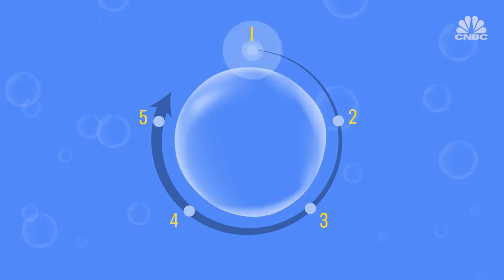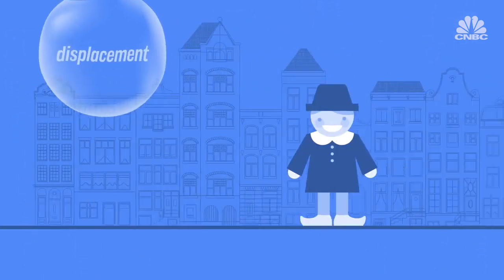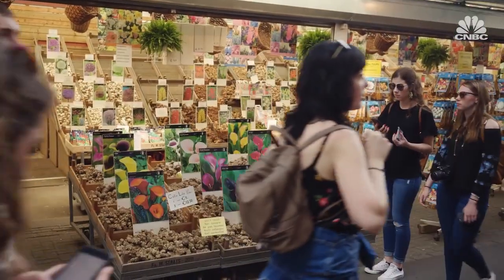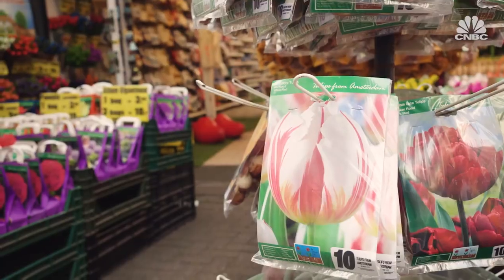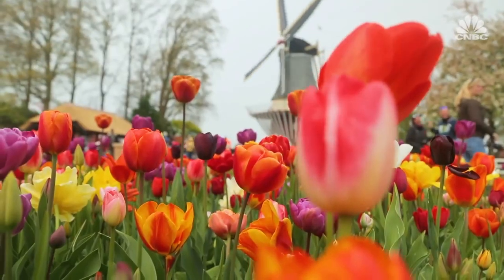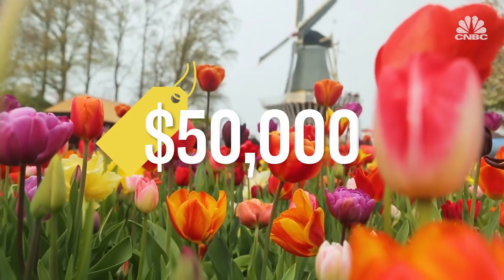Stage 1, displacement. It's when investors start to get very excited about a new or innovative product or technology. That's what happened in the Netherlands in the 1600s. The country was experiencing a surge in wealth thanks to booming international trade. Tulips were seen as luxury items. They're rare and they take a long time to grow. By the 1630s, the Dutch had gone wild for tulips. More and more buyers drove up the prices of tulips fast. By some accounts, the price for a single rare type of tulip bulb was equivalent to $50,000.